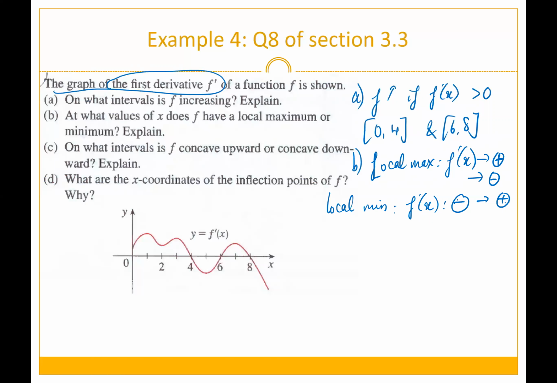Now to find a local maximum, based on the graph here, it is where f prime goes from positive to negative. So it's going to be at x equal to 4 and then x equal to 8. Then you have a local minimum, where it goes from negative to positive. So negative to positive is x equal to 6.